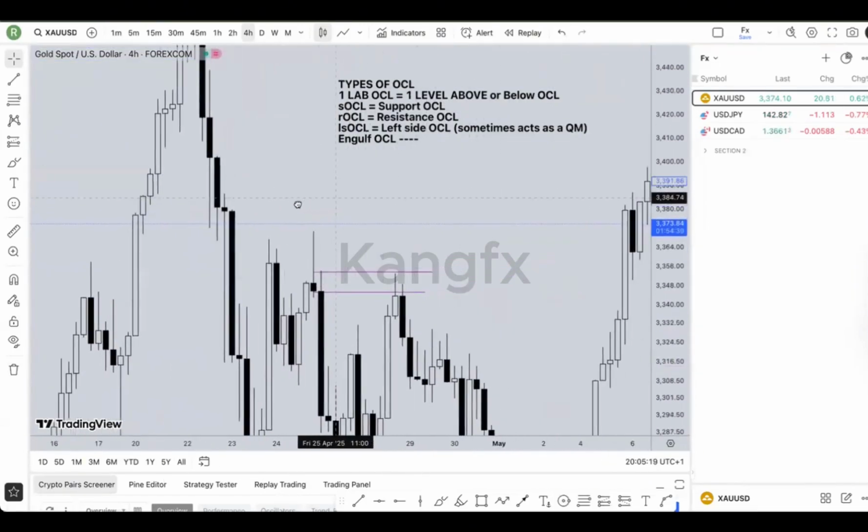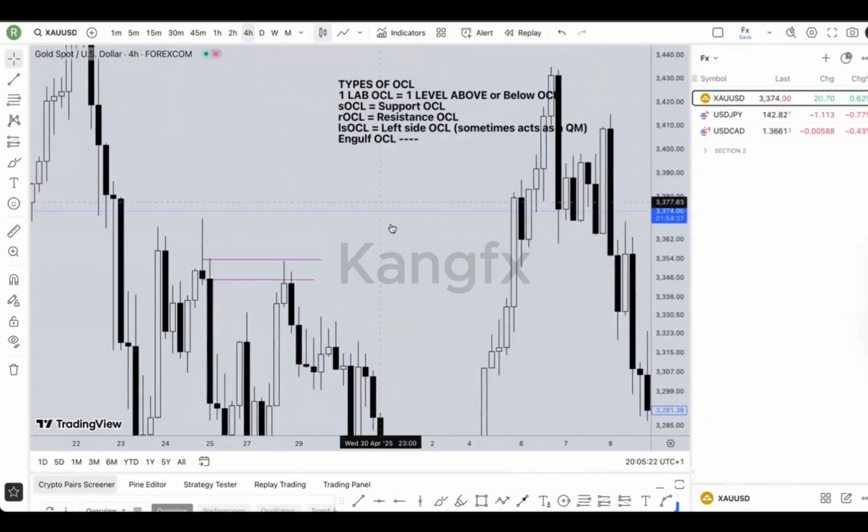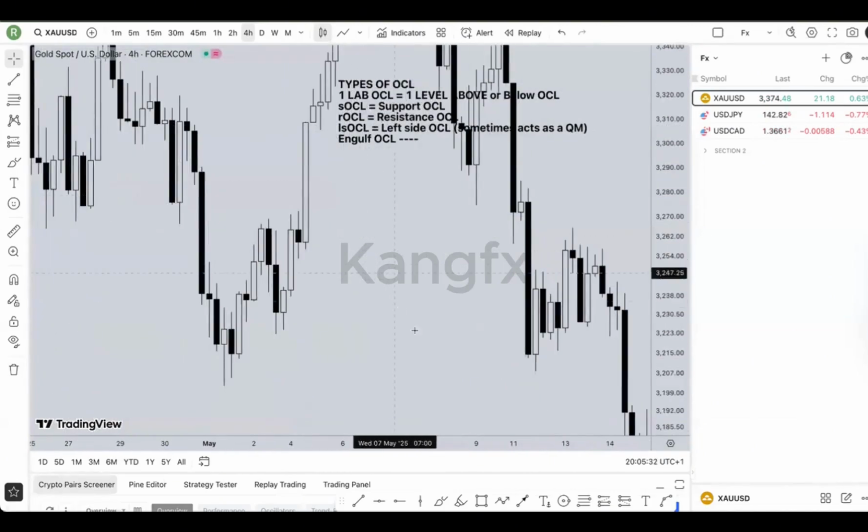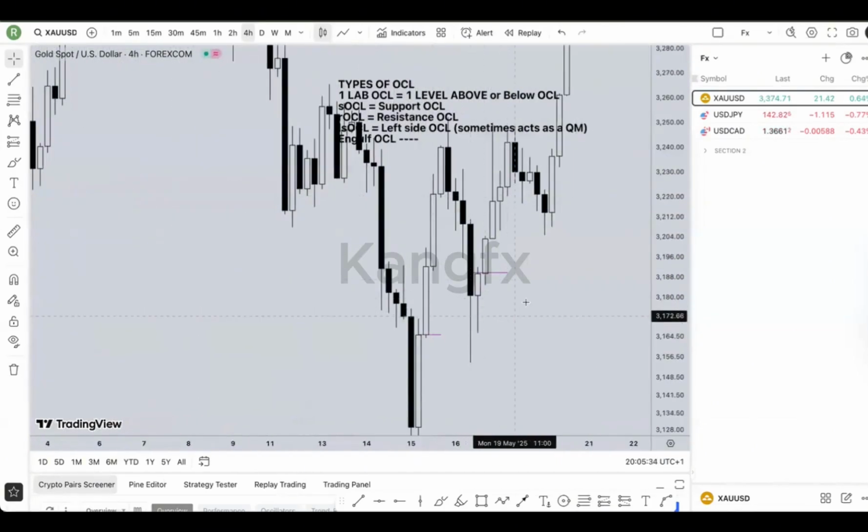Now you've done support and resistance OCL. We can now do one lap OCL. What does one lap mean? One lap simply means one level above or below OCL. Now, let's see those places we mark our support OCL.